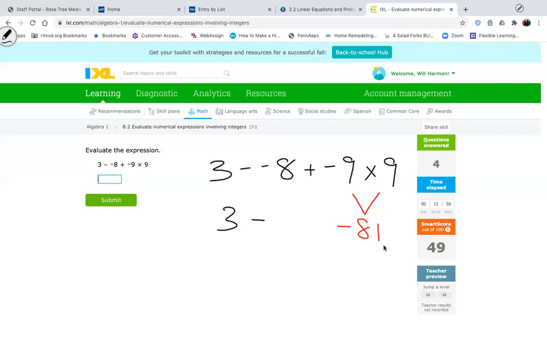So I have 3 minus -8 plus -81. Now, if my memory serves me correct, 2 negatives make a positive, right, John? Yes. So I can rewrite the 3 minus -8 as 3 plus 8. The 3 plus 8 is 11 plus -81. But now, John, what is 11 plus -81? Wouldn't that just be -70? Yeah, because that negative sign overtakes that positive sign. Just like 11 minus 81, which is -70. Nice job, John.